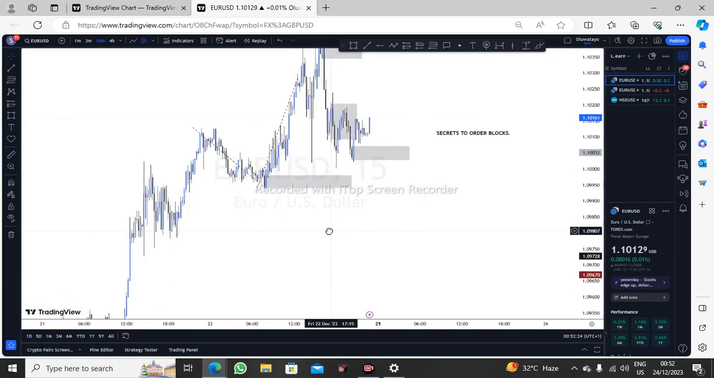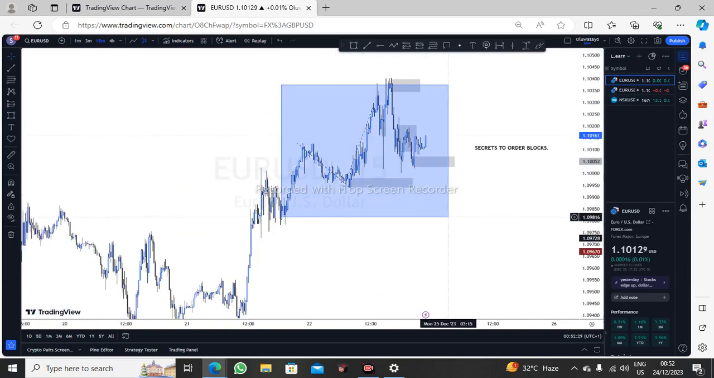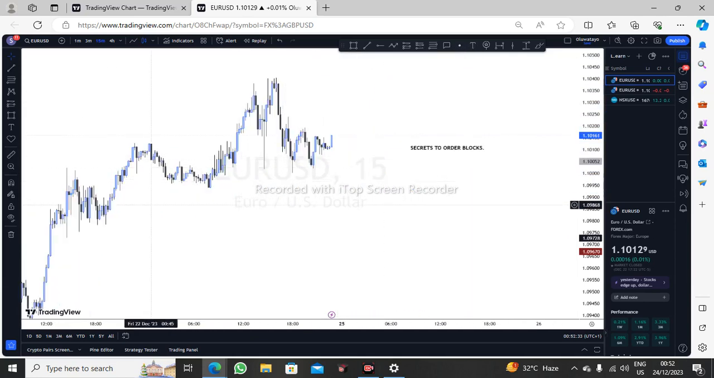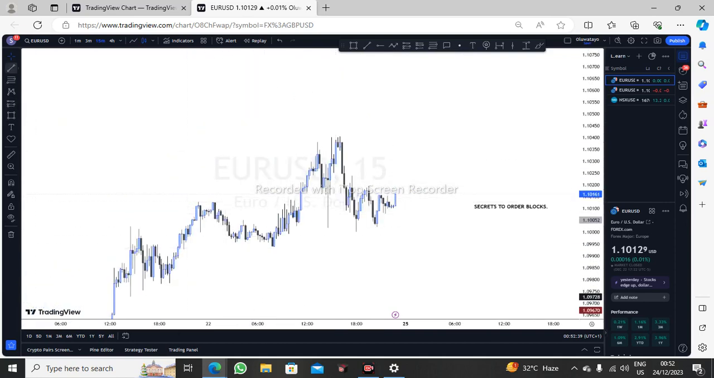Now why do we need to know about order blocks? We need to know about order blocks because these are where orders are pretty much hidden. This is where the market makers actually put up their orders. If price trades away from a zone, we expect price to come back to a level of either demand or supply.